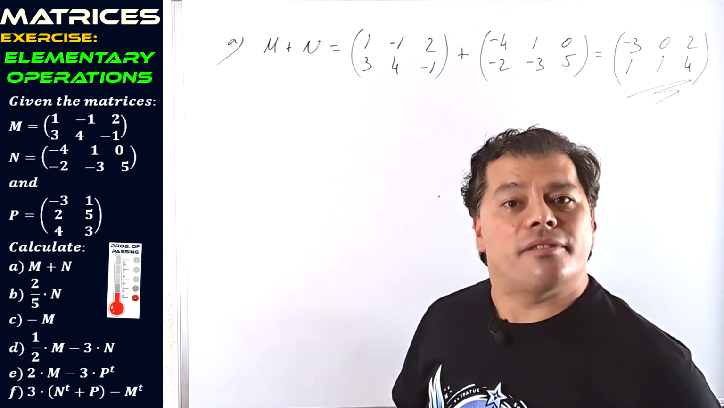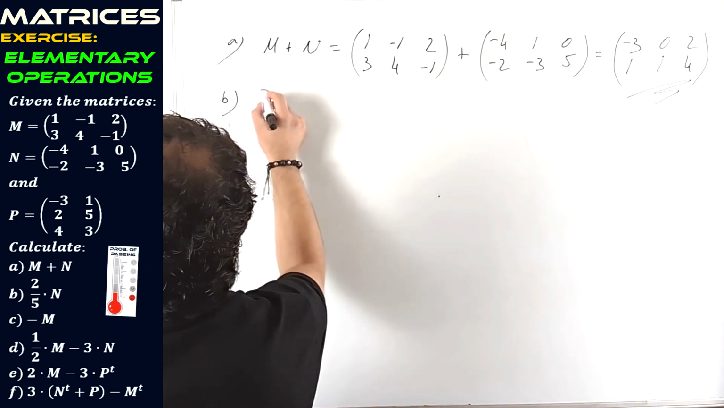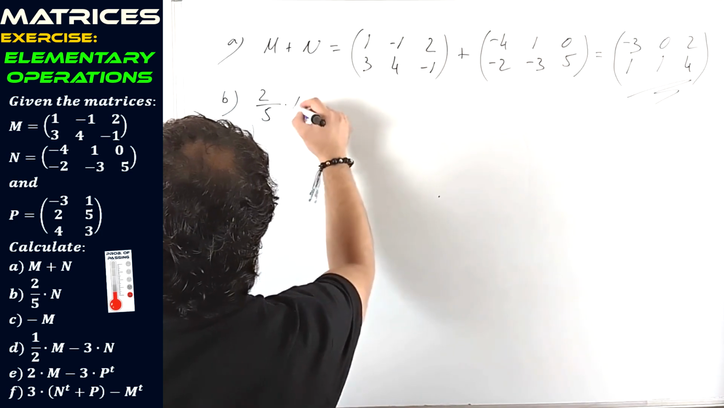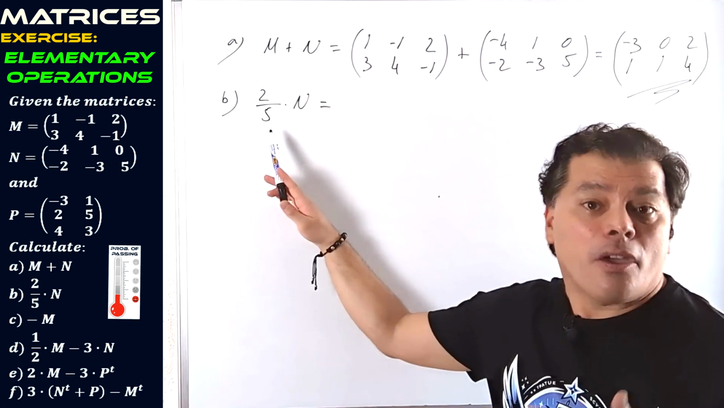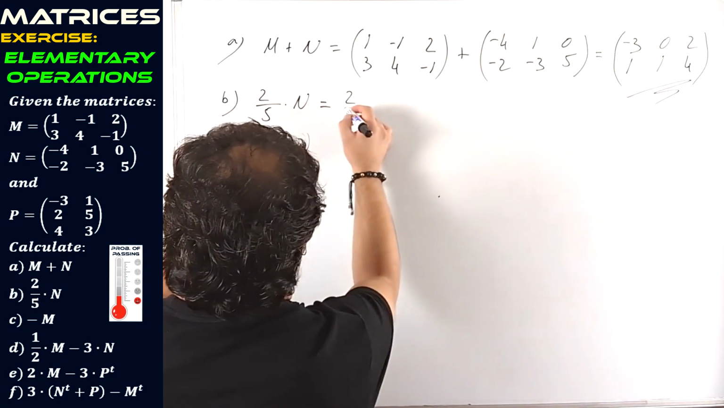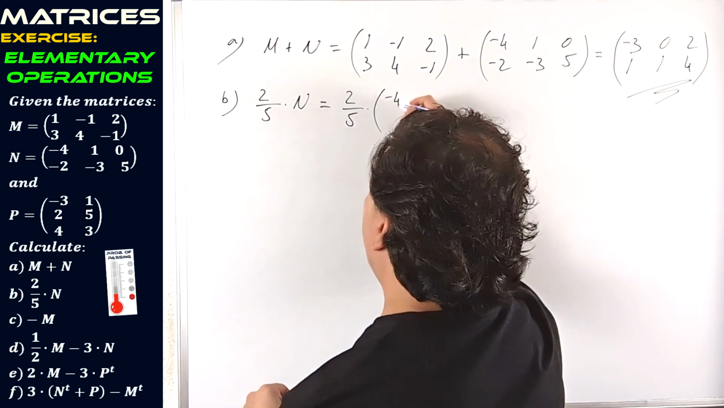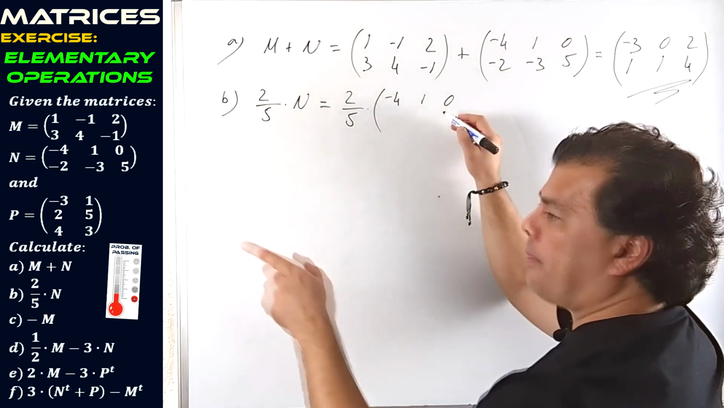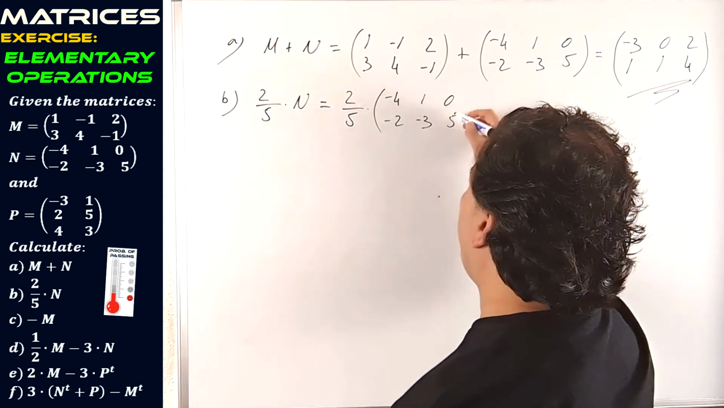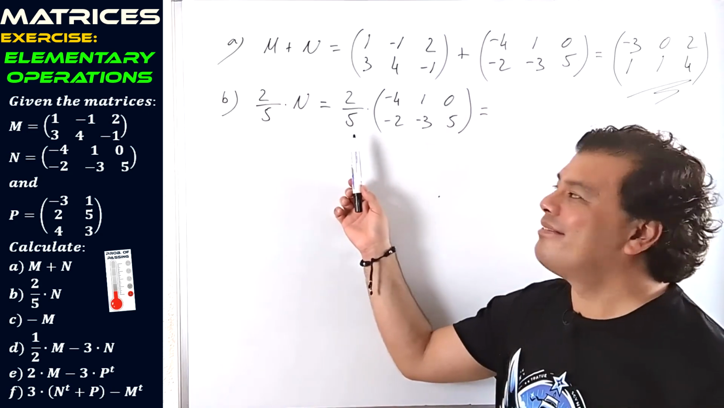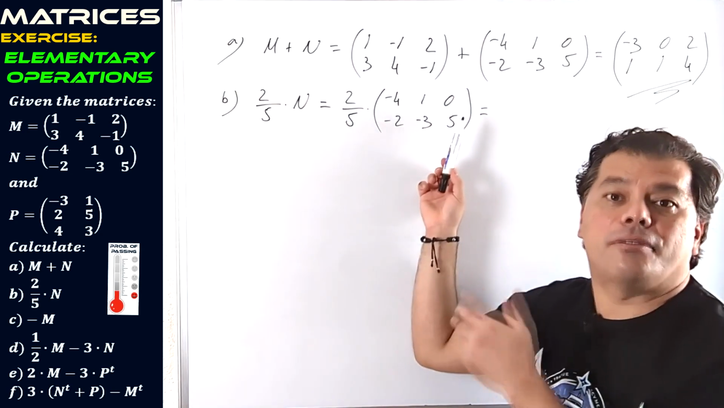The second section is also very easy. We are asked to calculate 2/5 multiplying matrix n. And what are we going to do? We put 2/5, and now we bring matrix n: -4, 1, 0, -2, -3, 5. As I told you in theory, this fraction must multiply every number inside, so let's go ahead.